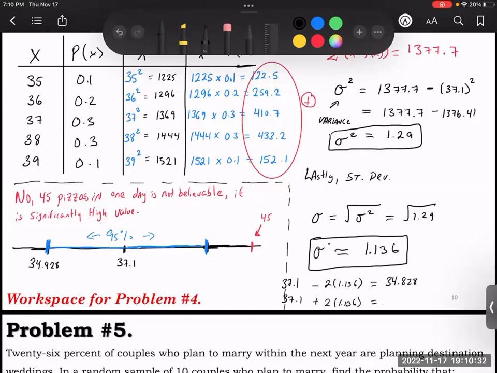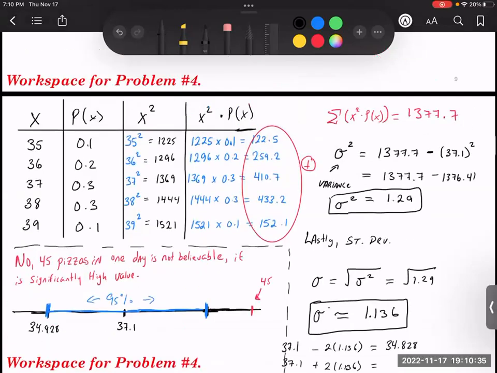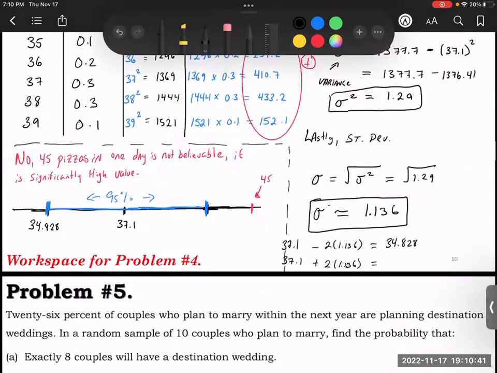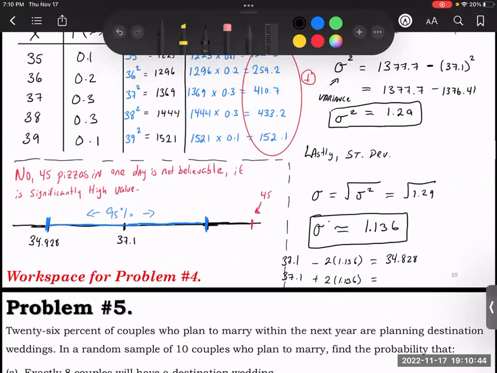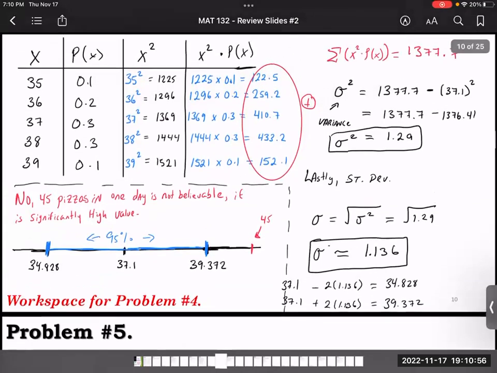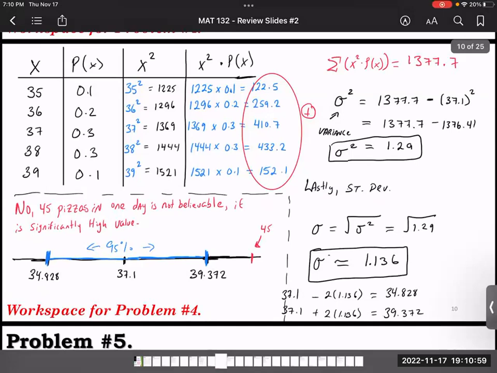Hillary, yes, it's like the empirical rule as long as the variable is normal, but it doesn't say that the variable here was normal. It does have that normal behavior though, but it doesn't say it. What was the last one, Edwin? 39.372. Okay, and that would be it. Any questions? All right, can we continue?